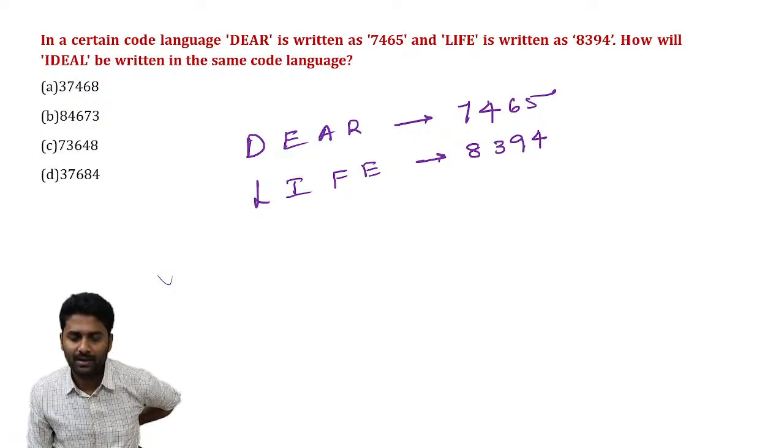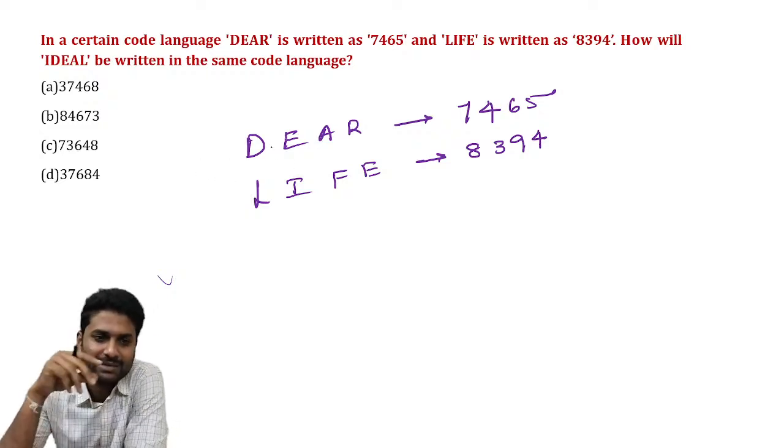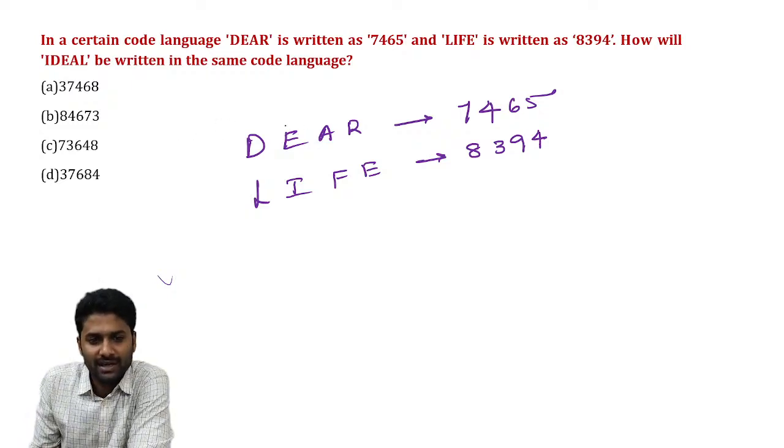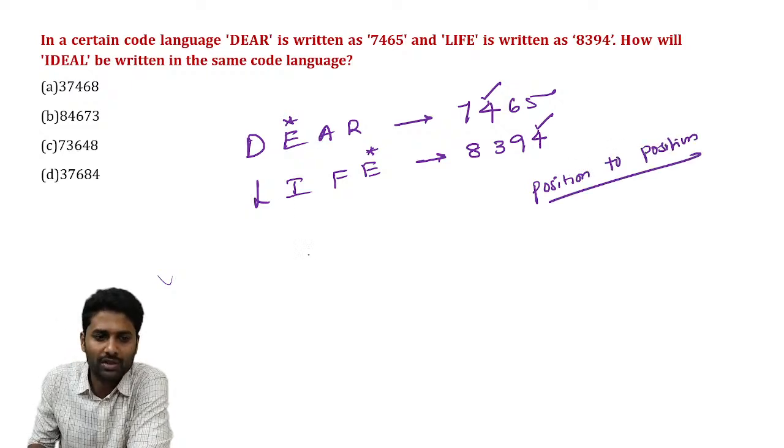Guys, before finding the logic, observe the similar repetition. E is repeated in both the words. If you observe that E is coded as 4, then you can directly code position to position. So there is no need to identify the individual ones. Why? Because all the letters repeated are in our word, ideal. So here I is coded as 3.